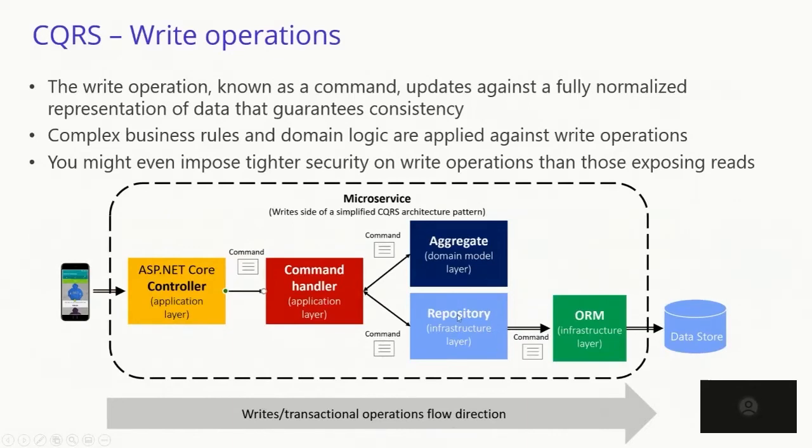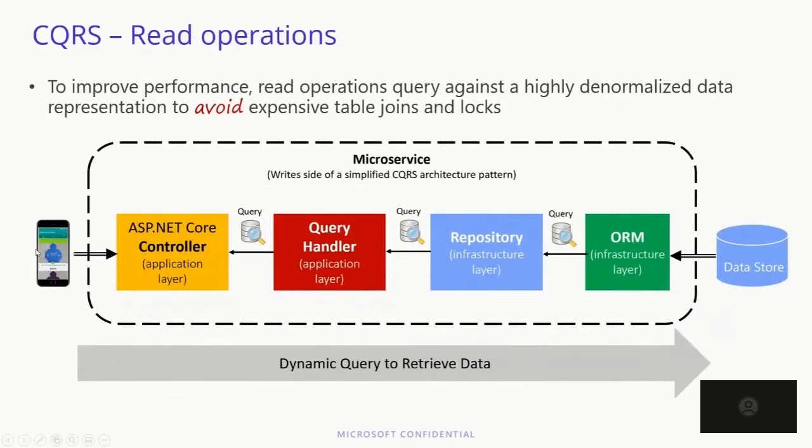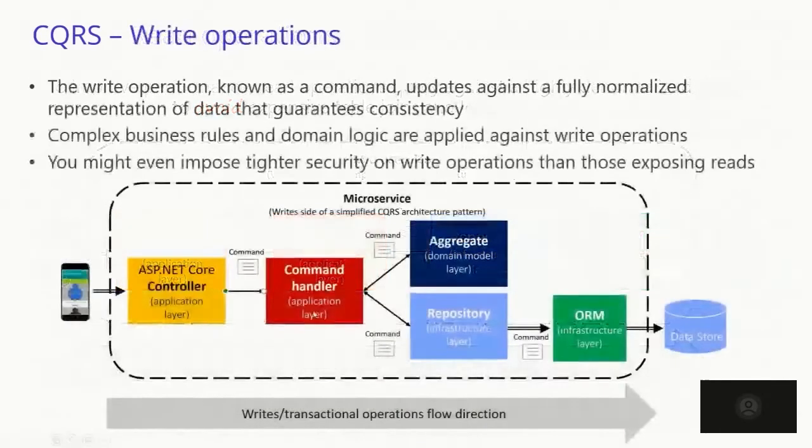So again, we're separating here. We keep the reads very lightweight, very easy. We keep a lot of the business logic and business rules out of it. Just get the data back as fast as you can, right? But under writes, we're very concerned about applying all the business rules, all the business logic, and so forth. So again, it's a different model, a different process here.